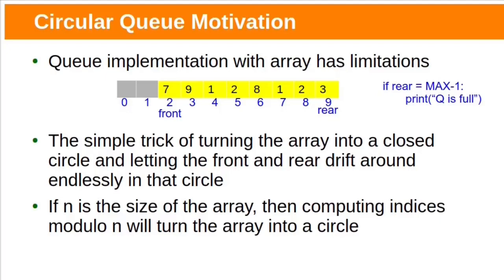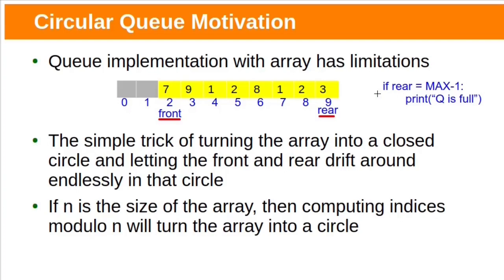We have seen queue implementation with arrays. Queue implementation with arrays has limitation. Suppose we have an array like this, rear reached maximum index and front is at index 2. Here the queue is not full. If we try to insert one more item, it will raise the error queue is full.